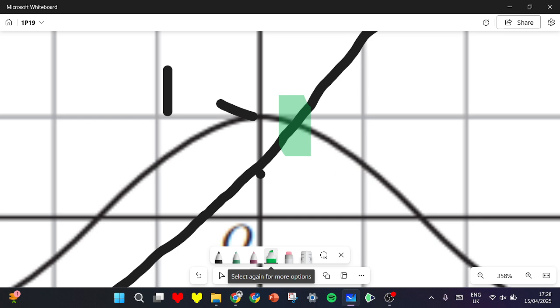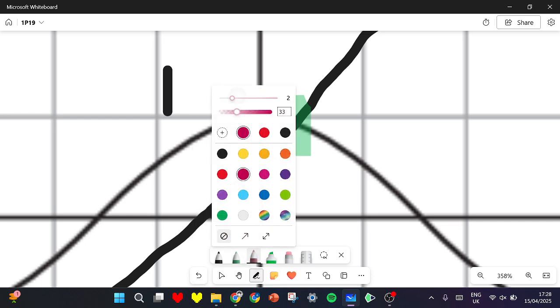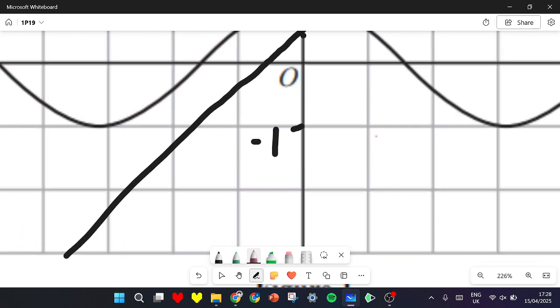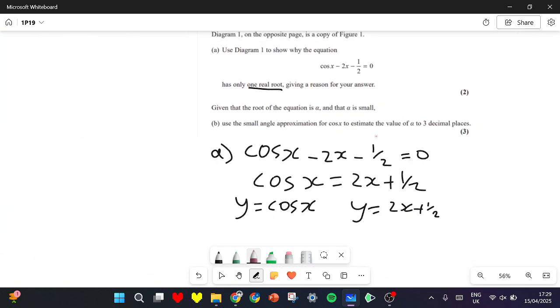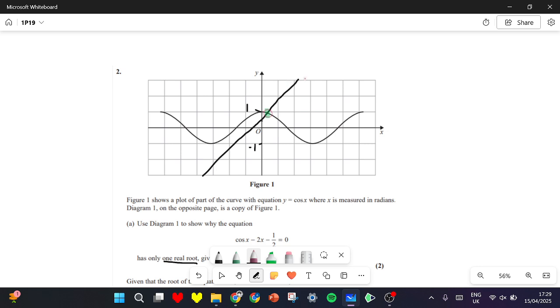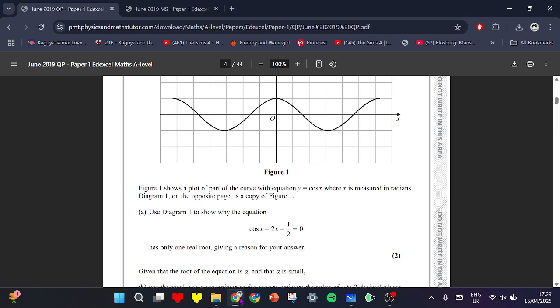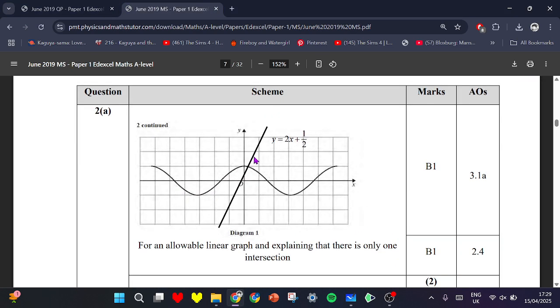Okay, look, they only meet there. I don't think you really need to explain it because it's only 2 marks. So I think it's probably fine if you just draw this and then maybe circle that they only meet at one point. Right, let me check the mark scheme. Okay. Yeah, so they just drew it.